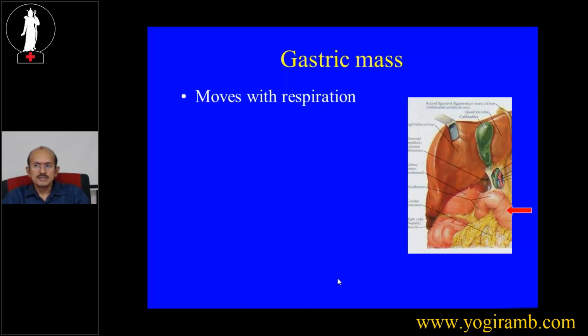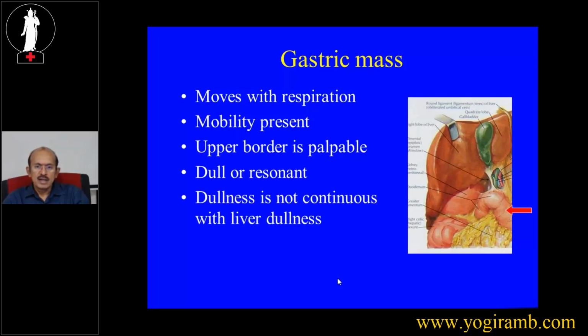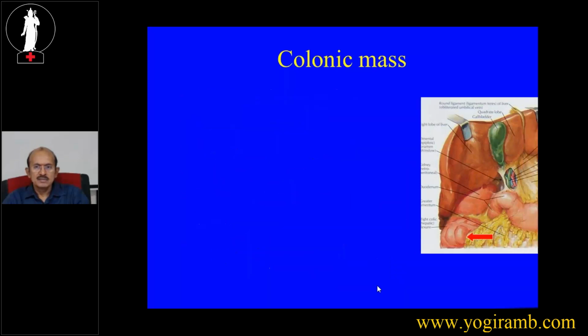What about the intrinsic mobility in the peritoneal cavity? It is mobile if it doesn't infiltrate the surrounding organs, like the pancreas or posterior abdominal wall. Mobility present, upper border is palpable, dull or resonant depending upon the site of the mass. Dullness is not continuous with liver dullness, associated with visible gastric peristalsis from left to right if there is associated gastric outlet obstruction. Colonic mass, a mass from the transverse colon.